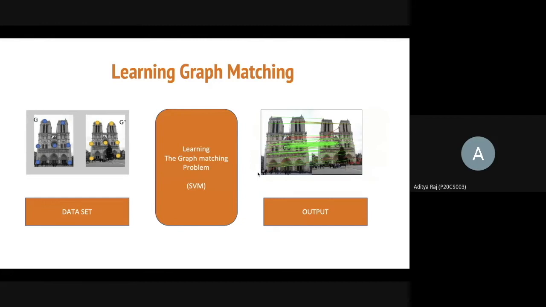This gives you a simple idea of how you would actually go about learning graph matching, what the protocol would be, and what the algorithm would look like. We have also implemented this, and we'll discuss all of this in the coming slides. Say you have a data set G dash, a pair of images. You have this learning graph matching problem, which is to match these two images and find out if the objects in the images are the same or not.